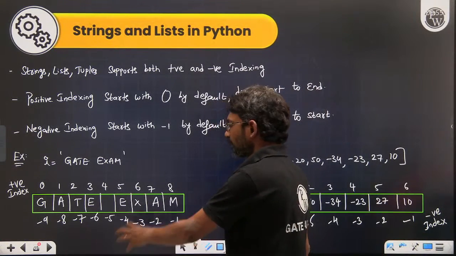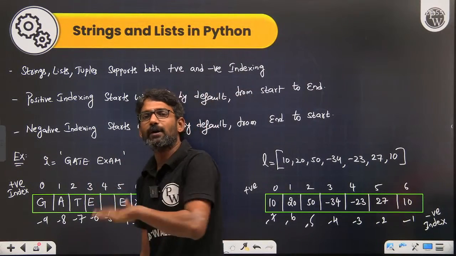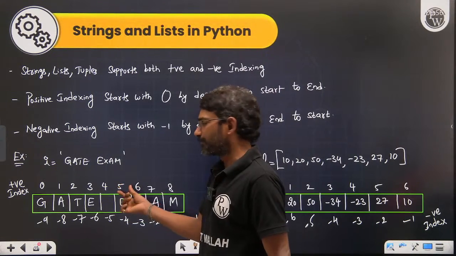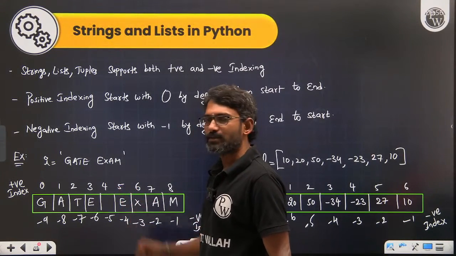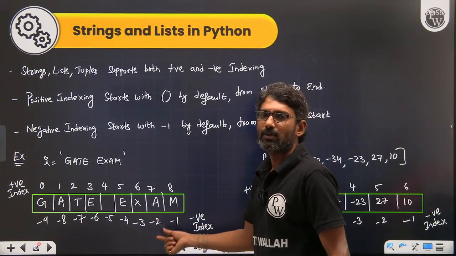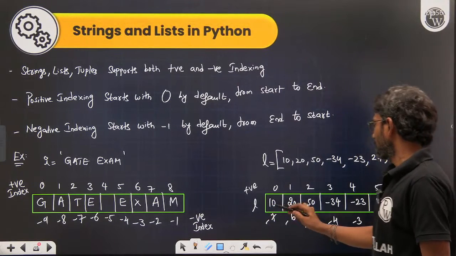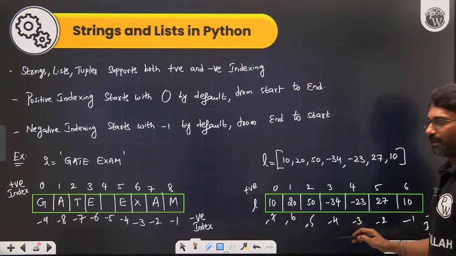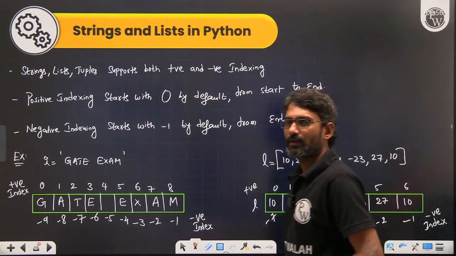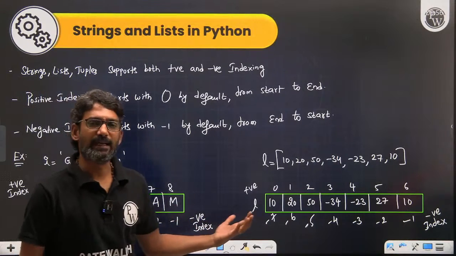So you access now with the index, either with positive index or negative index. Like if I say I of 5, that is equal to I of -4. I of 7 is equal to I of -2. Here L of 3 equals L of -4, L of 6 equals L of -1, like that. So you got some idea about this indexing?